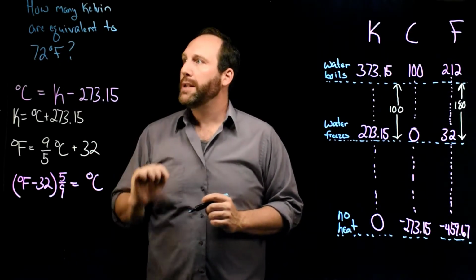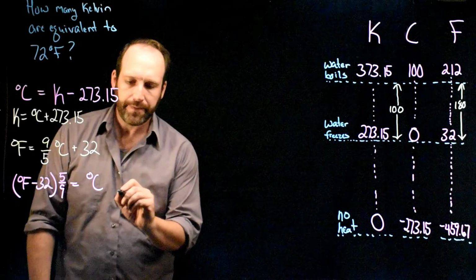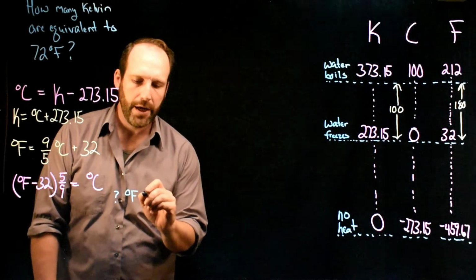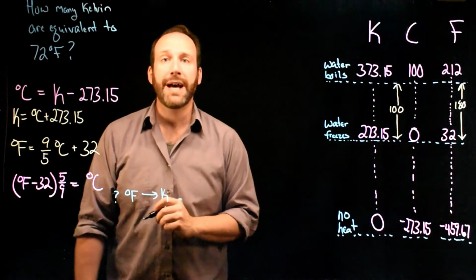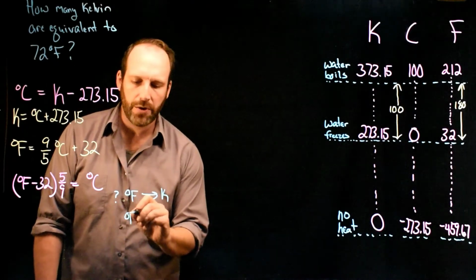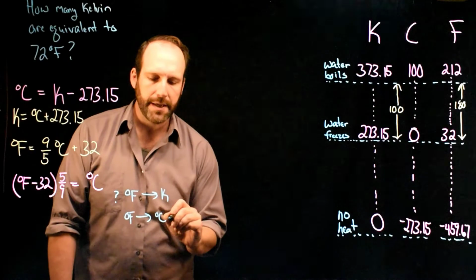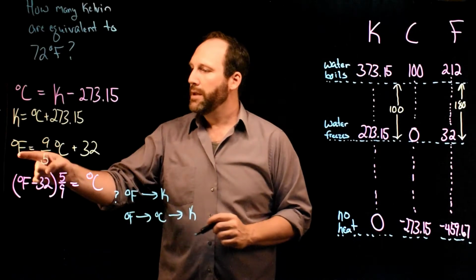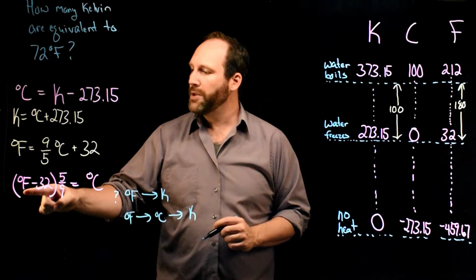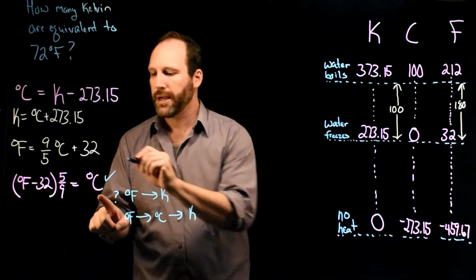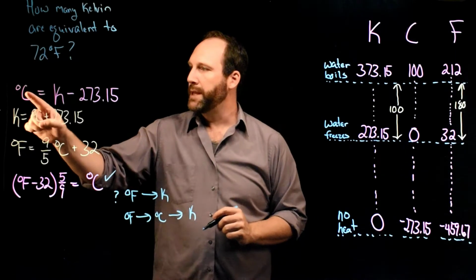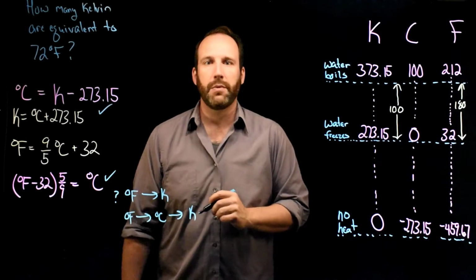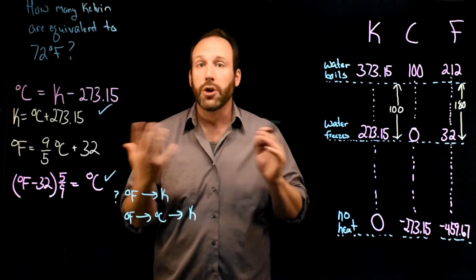So we want to be able to go from degrees Fahrenheit to Kelvin. We can't do that directly, but what we can do is go from degrees Fahrenheit to degrees Celsius, and then from degrees Celsius to Kelvin, right? So we can go from degrees Fahrenheit to Celsius, check, okay, and we can go from Celsius to Kelvin, right? So there's the two formulas that we're going to want to use here. So let's go ahead and do that math.